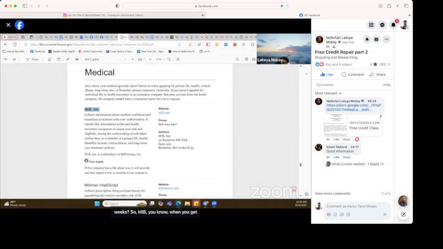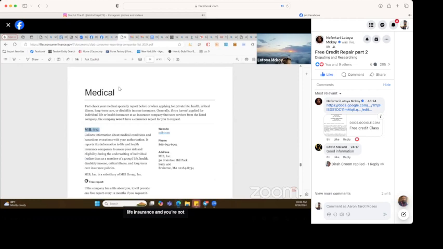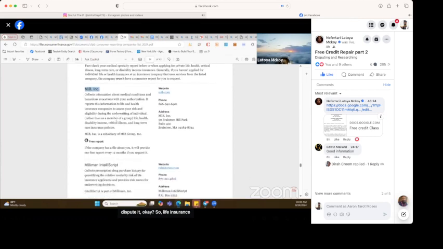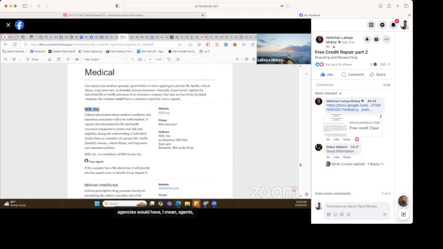So MIB, when you get life insurance and you're not approved for life insurance, they're looking at this MIB report. So you would pull your MIB report and see what's on there, and then you can dispute it. Life insurance agents, it would be kind of badass to know how to fix a credit report, because this can be an extra form of income. You didn't get approved? Let me see why you didn't get approved. Let's pull your MIB report and let's get it straight. That's another source of income, I'm just saying.